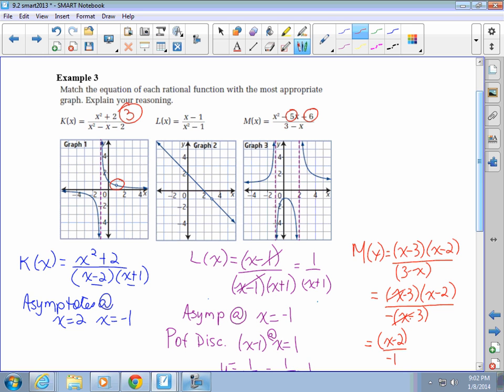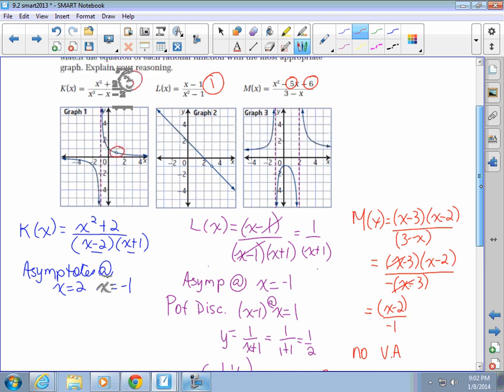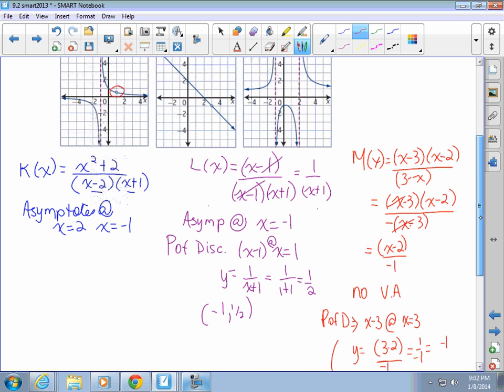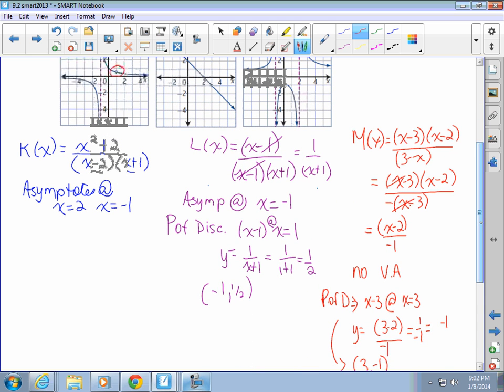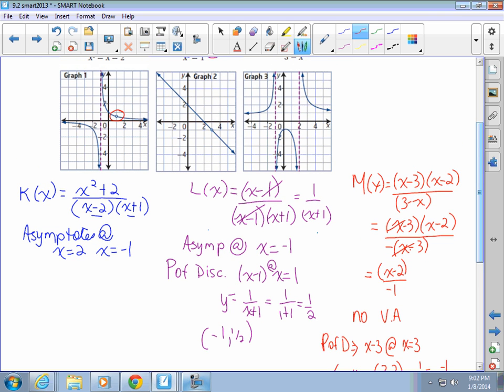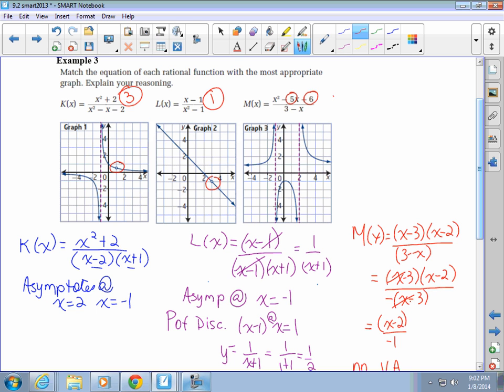So then that means by default my third equation is graph 2, but if I check this, I should not have a vertical asymptote, and I should have a point of discontinuity at 3 and -1, and I do. So that's all there is to matching these. It's finding out what your vertical asymptote is, or if there is one, and finding your point of discontinuity if there is one.